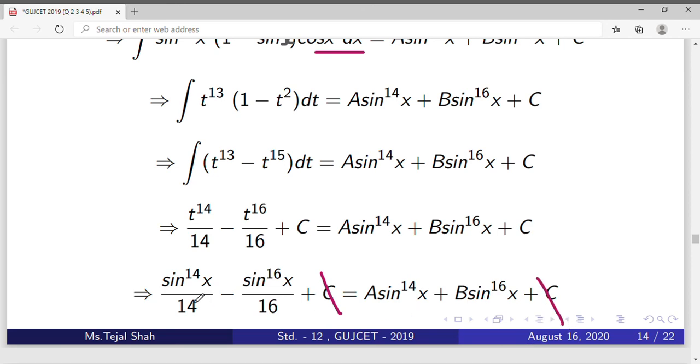Now compare the coefficient. So what is the capital A? Capital A is nothing but 1 upon 14. And compare the coefficient of sin raised to 16x and sin raised to 16x. So here what is the capital B? Capital B is equal to minus 1 upon 16. Okay, because here plus sign is given. So here we have to first put here plus minus. So what is the coefficient B? B is equal to minus 1 upon 16.